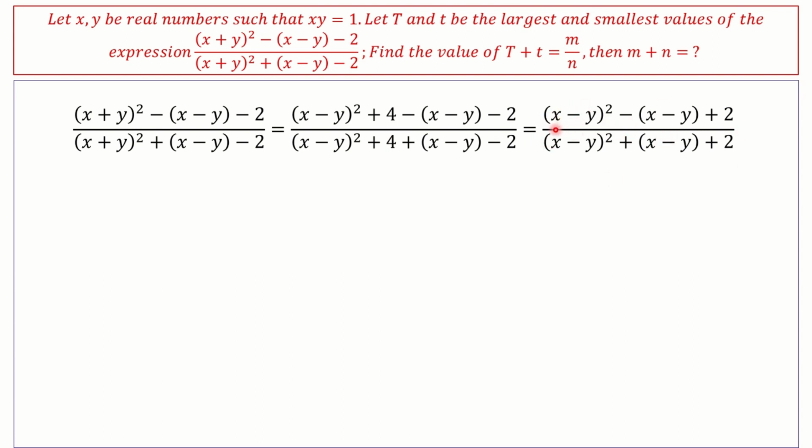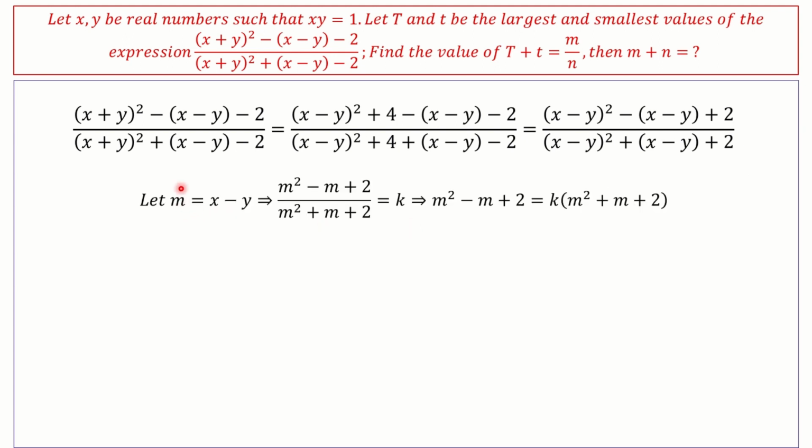Okay. Now let me take some value m as x minus y. Just note down this m is not the same as the earlier m. Then the expression will become m square minus m plus 2 divided by m square plus m plus 2, which is equal to k. Okay. We need to find out this k value. We are interested in this k, in fractional form.